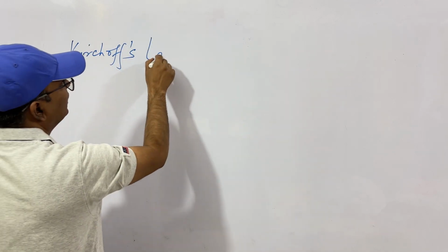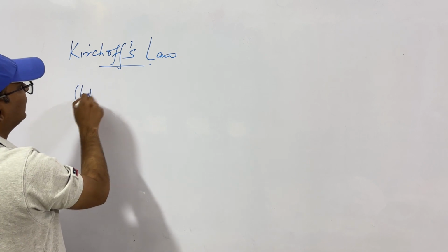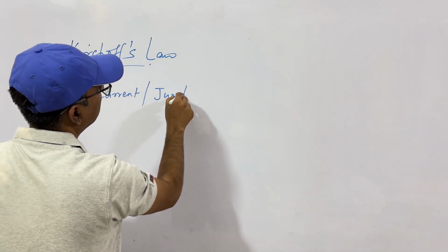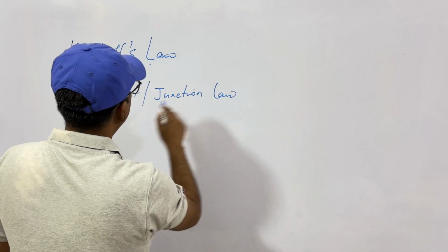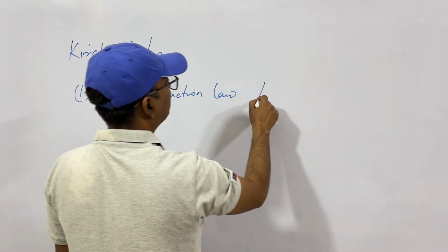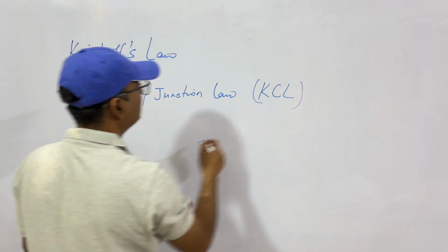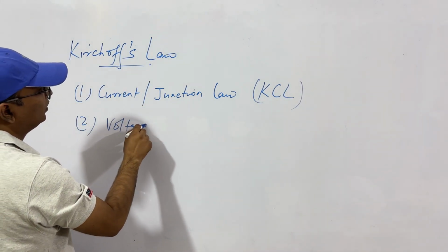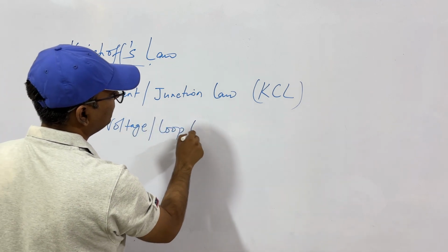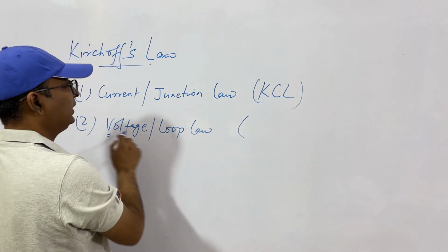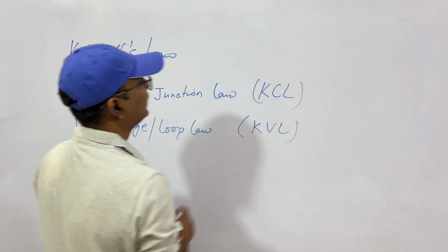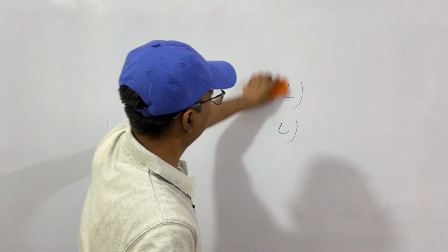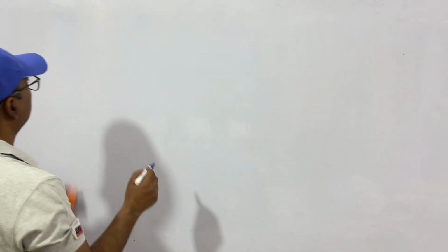Kirchhoff's laws. The first law is called current law or junction law. For C, it is written as Kirchhoff's current law, KCL. The second is called voltage law or loop law. So for this V, we write it as KVL. Okay. Now let me explain what is KCL and what is KVL. The terminologies I have told you.